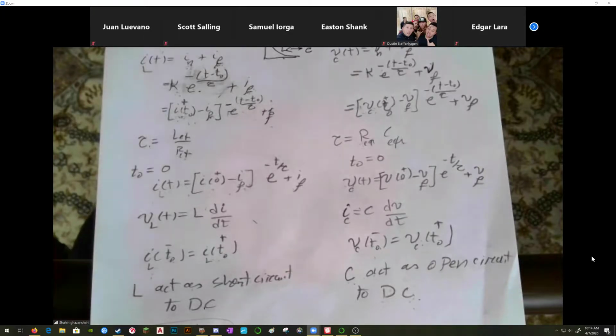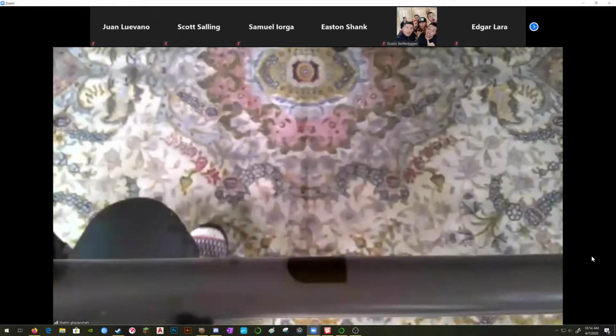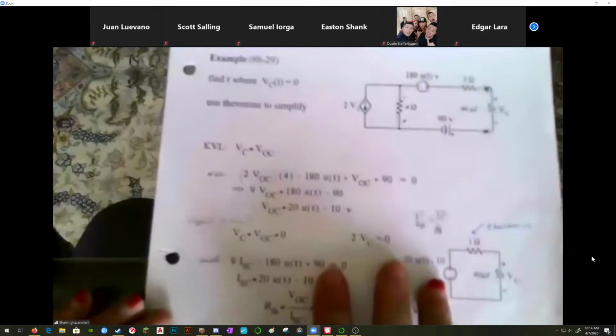Yeah, okay. We did a few examples, but let me go to this example from my notes before I go to homeworks. Okay. With the dependent source.